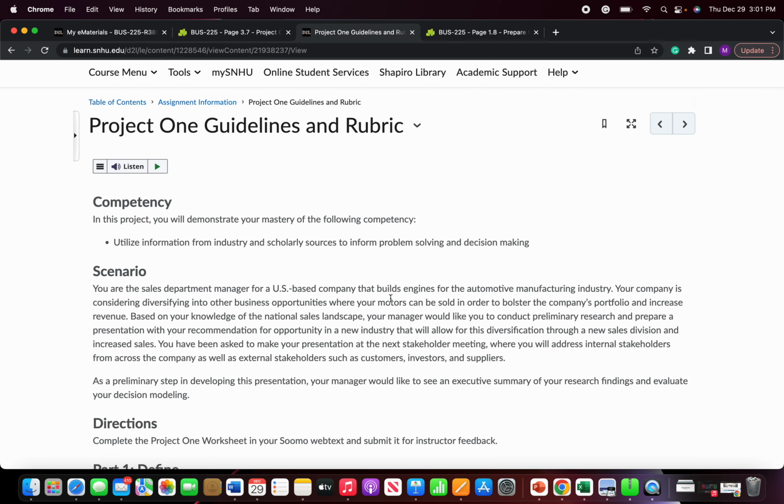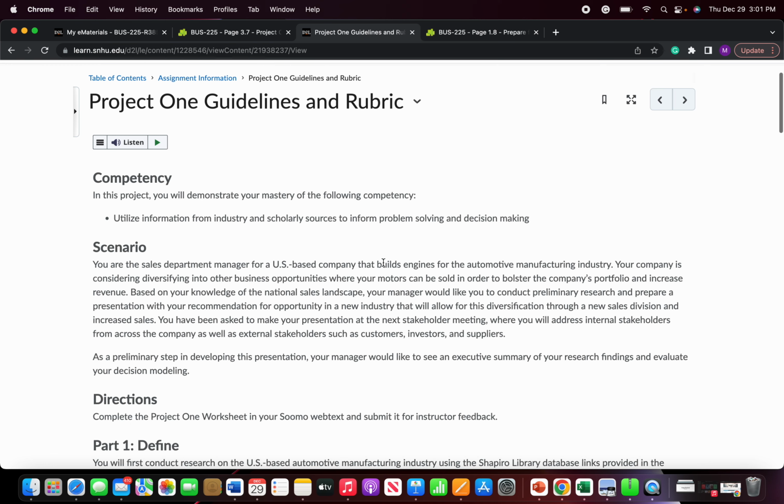Now, much of the prompt for this and the process for how you're going to complete it is built into the Sumo web text, but even though it's built in, you want to make sure that you have fully addressed the prompt from whatever you download out of the Sumo web text. So you're going to want to look at this Project 1 guidelines and rubric to make sure that you're comfortable with what the project is asking you to do.